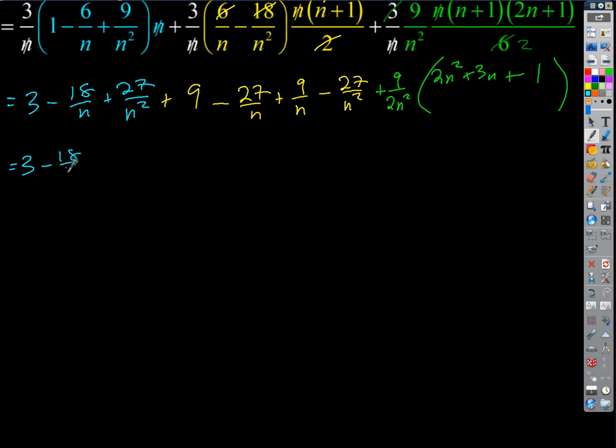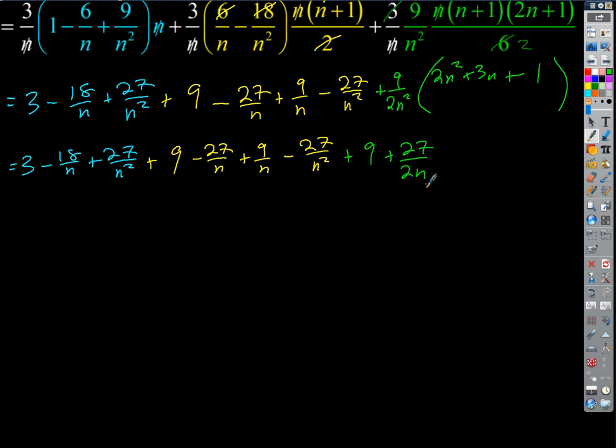3 minus 18 over n plus 27 over n squared. Could we start combining? We could, yeah. I'm going to hold off until we get the green ones done, and then we'll combine everything. Minus 27 over n squared. So what are we going to get for the green stuff then? When I distribute to here, the 2's will cancel, and I'm just going to get 9, aren't I? The 2n squared and the 2n squared cancel. When I distribute to here, I'm going to get 27 over 2n. Everybody agree?